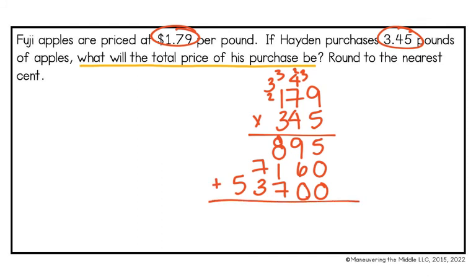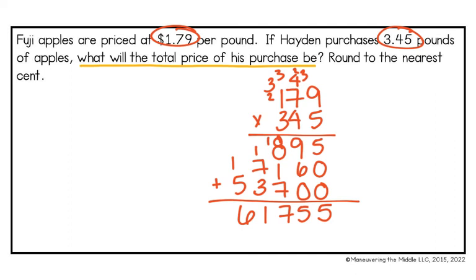So 5 plus 0 is 5. 9 plus 6 plus 0. So 9 plus 6 is 15. Put down the 5, carry the 1. 8 plus 1 is 9, plus 7 is 16, plus 1 is 17. Put down 7, carry the 1. 7 plus 3 is 10, plus 1 is 11. Put down 1, carry the 1. 1 plus 5 is 6. Now, our answer is 61,755. And I don't know about you, but I think that's a little ridiculous to be paying for Fiji apples.